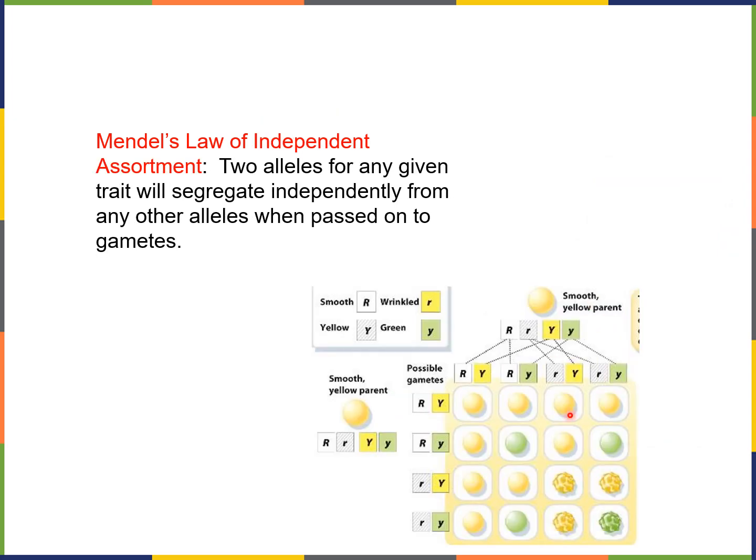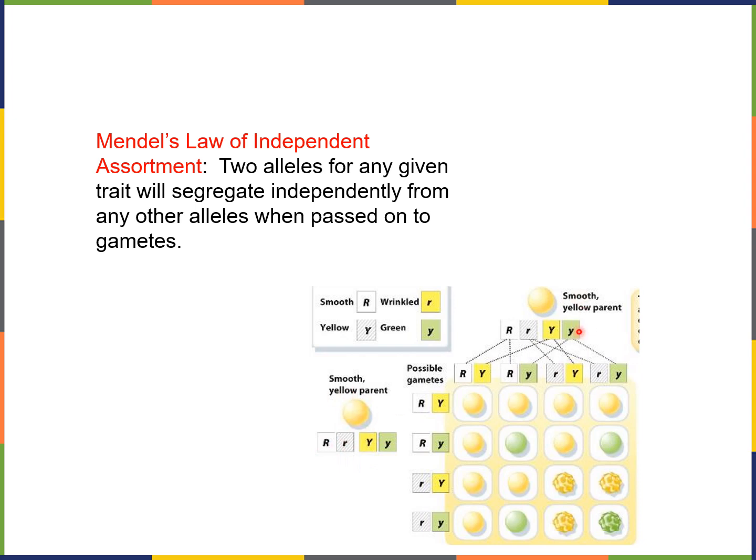He also had another law that said, it was the law of independent assortment, and it said that any two alleles for any given trait will segregate independently from any other alleles passed on to gametes. So basically, I know this gets a little bit complicated, this Punnett square here, so don't mind that there's more, but basically now we're looking at two different, let's call them genes for the sake of this class. Two different genes here. We have whether you're smooth or wrinkled, and whether you're yellow or green, right?